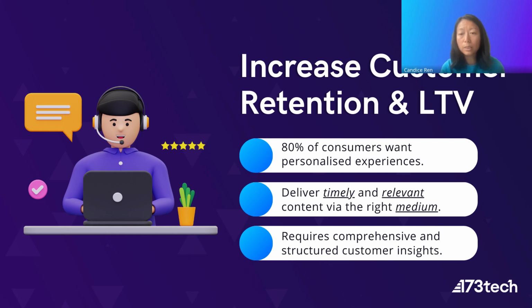And to achieve this, there are 3 key things you need to keep in mind. One is delivering at the right time, so at the time they are most likely to need this. The content needs to be relevant towards the individual. And you also need to be via the right medium. So this could be email, could be in-app, could be SMS. It could also be direct mail.